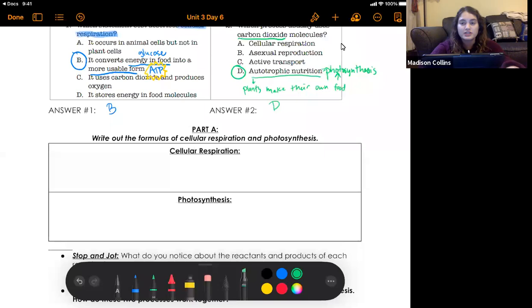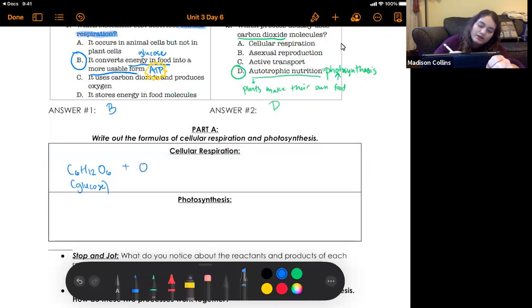All right. Now, part A, write out the formulas of cellular respiration and photosynthesis. So again, cellular respiration happens in both plants and animals, and they use that process to create energy. So the formula that you should know is that the mitochondria is going to take in glucose from the digestive system and oxygen from your breathing. You inhale oxygen, and that's going to go into the mitochondria to produce 3 products. So you're going to first produce ATP, which is that energy that we've talked about.